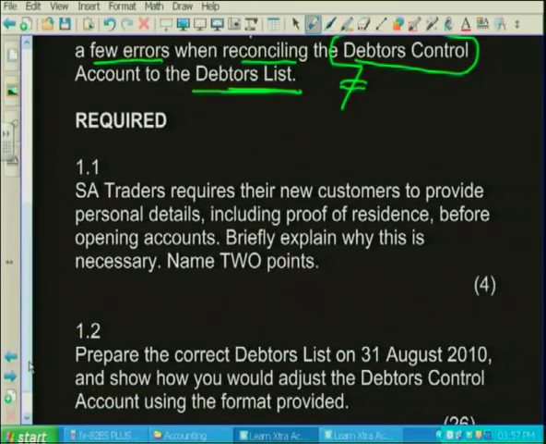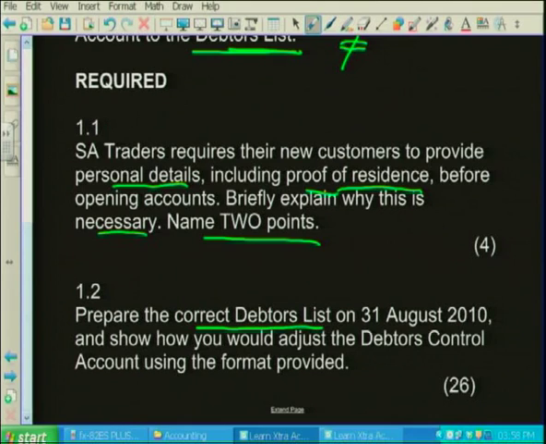1.1. SA Traders requires their new customers to provide personal details, including proof of residence, before opening accounts. Briefly explain why this is necessary. Name 2 points. So there's our internal control question. Let's now read the next question, 1.2. Prepare the correct debtors list on the 31st of August 2010 and show how you would adjust the debtor's control account using the format provided. Right, we've got a field for the question. I know I haven't read the entire question. We're going to get to that, but let's now go straight on to the internal control question.